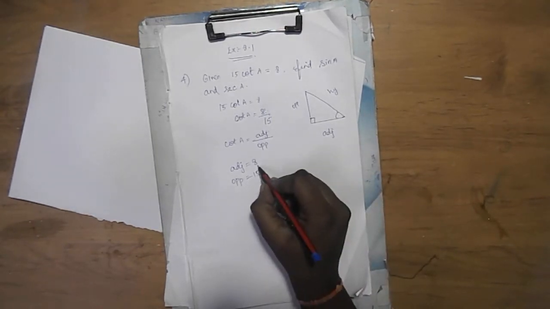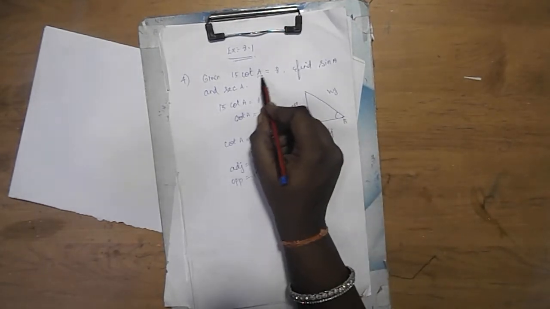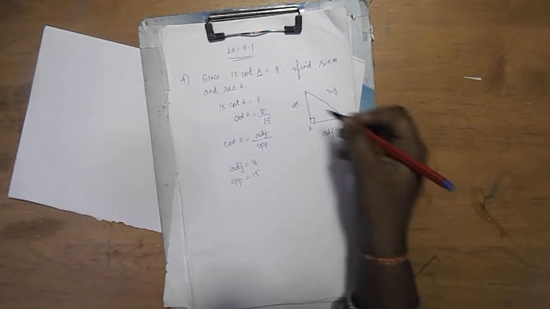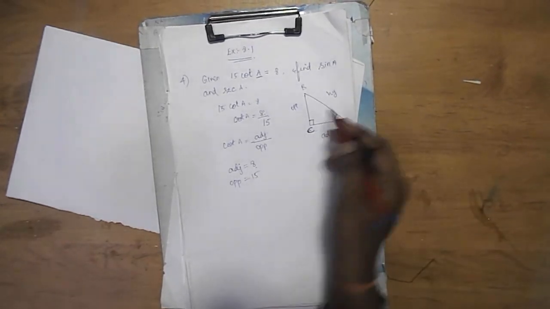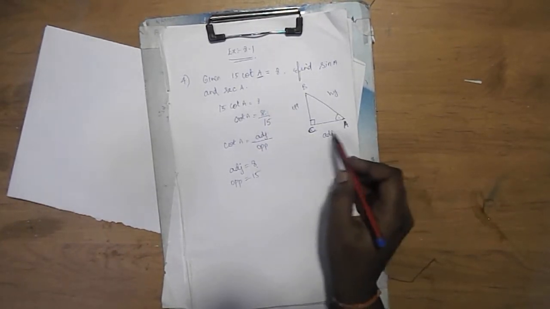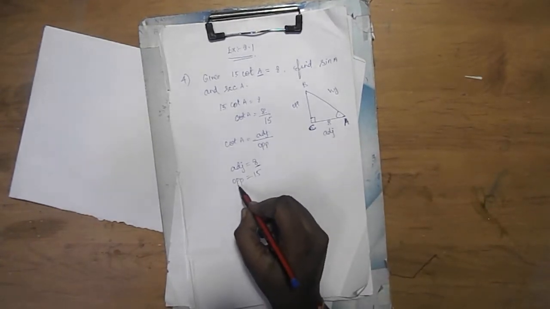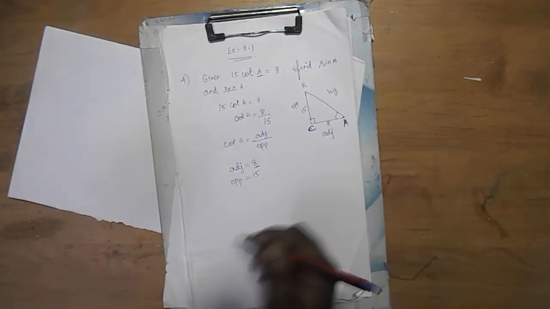Okay. Where put the names A, B. So theta at A. So this is theta. So this is A. Then this is B and this is C. Okay. Next. So adjacent value is 8. So this is 8 and opposite value is 15. So now find out the hypotenuse value.